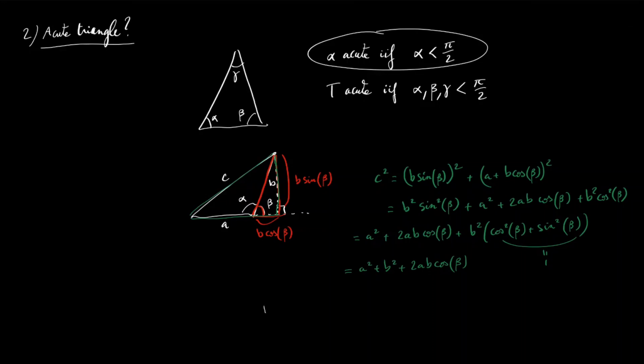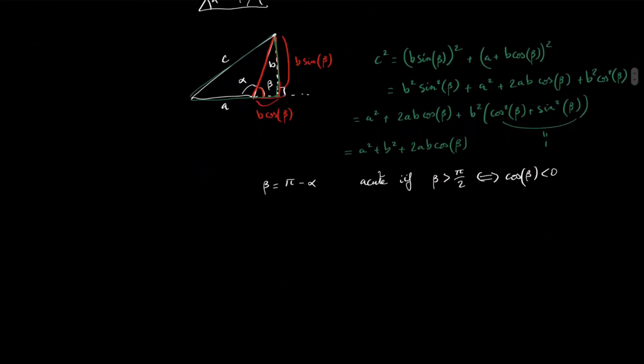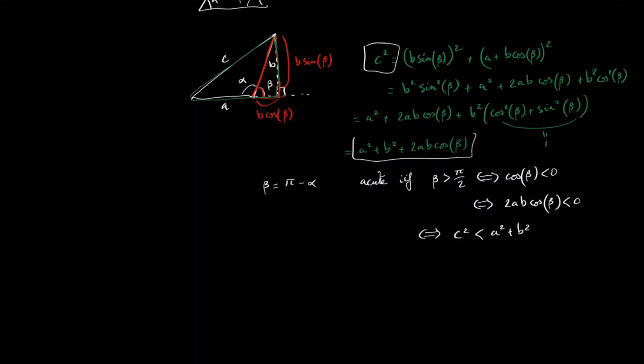But we have beta that is equal to pi minus alpha. So we have acute if and only if beta is strictly greater than pi over 2, which is equivalent to saying that cosine of beta is strictly negative. And because A and B are considered to be lengths that are positive, this is equivalent to saying that 2AB cosine of beta is strictly negative, which is equivalent to saying that C square is strictly lower than A square plus B square, based on the formula that we just demonstrated above.